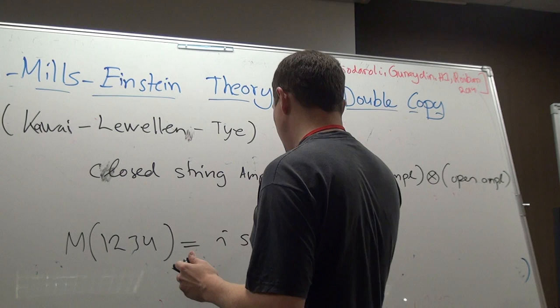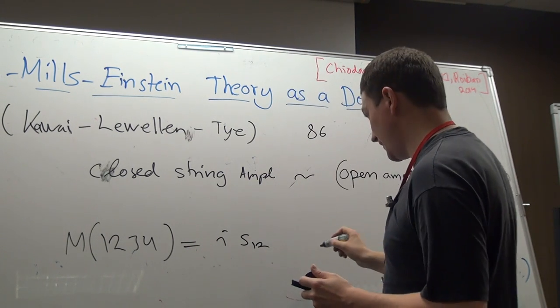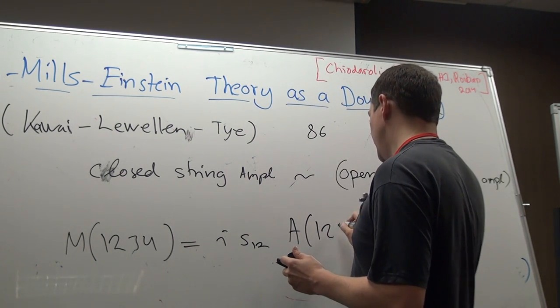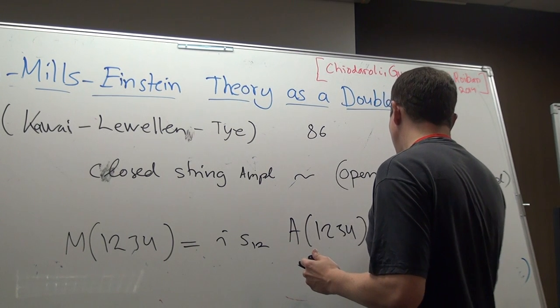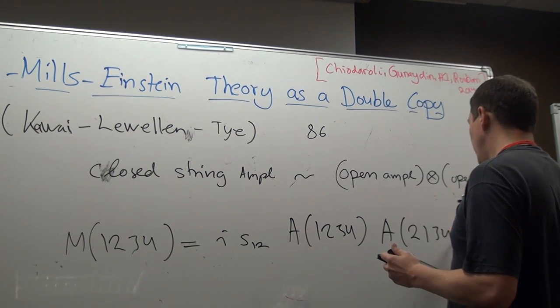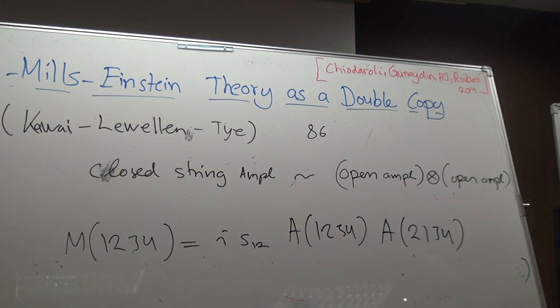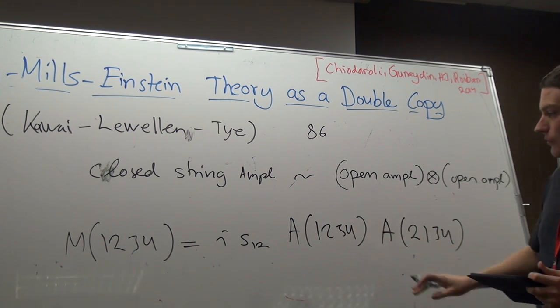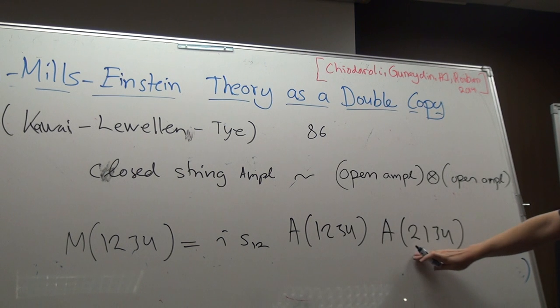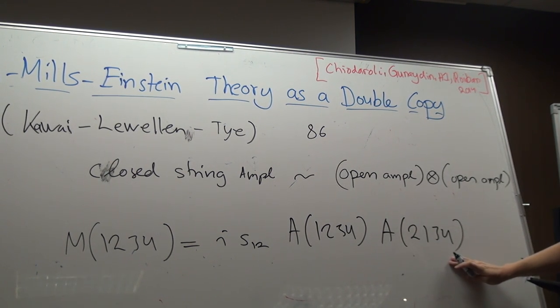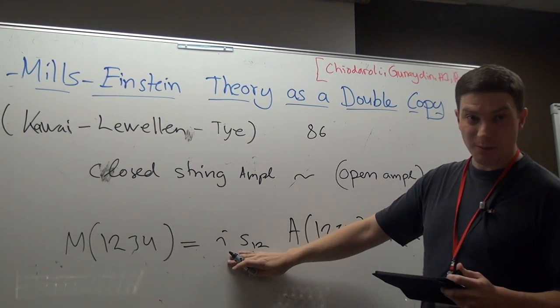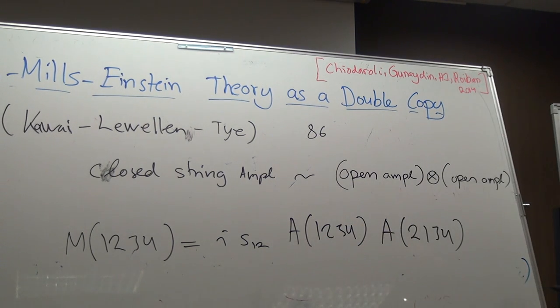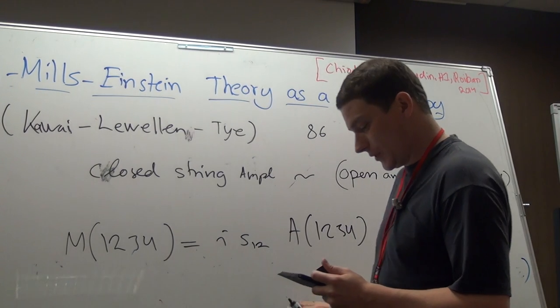So S12, which is the same as S, and then 1, 2, 3, 4, 2, 1, 3, 4. So essentially, the way the structure is that you're summing over various different color orders of one gauge theory amplitude, and then you have different color orders of the other factor. And then you multiply by a local polynomial of the proper dimension. And this can be generalized to higher multiplicity.